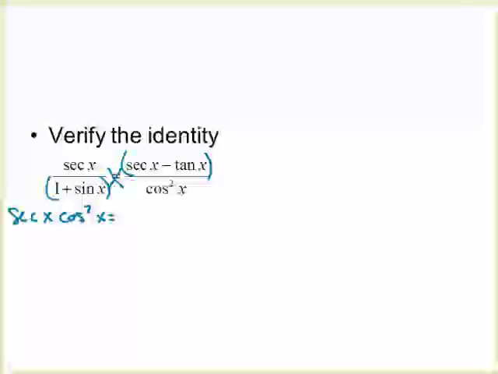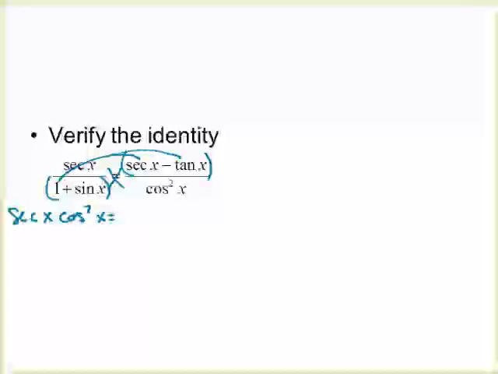Could we change the secants to 1 over cosine first to make it a compound fraction? You could change the secants into 1 over cosines and make compound fractions. It's probably not the easiest way. It makes things more messy. It gives us more fractions instead of fewer fractions, but it's legal. It just might not be as obvious what to do from there.